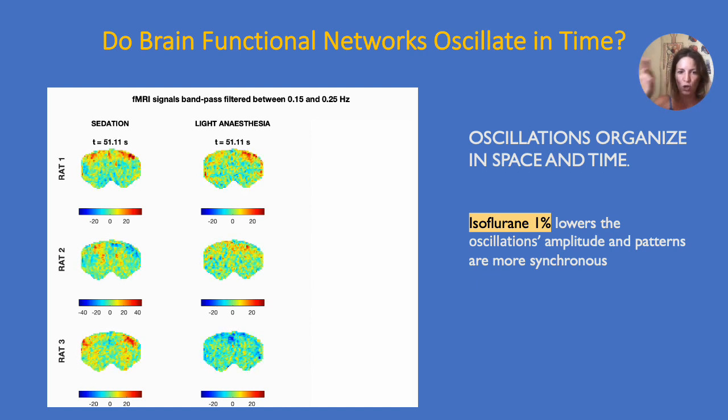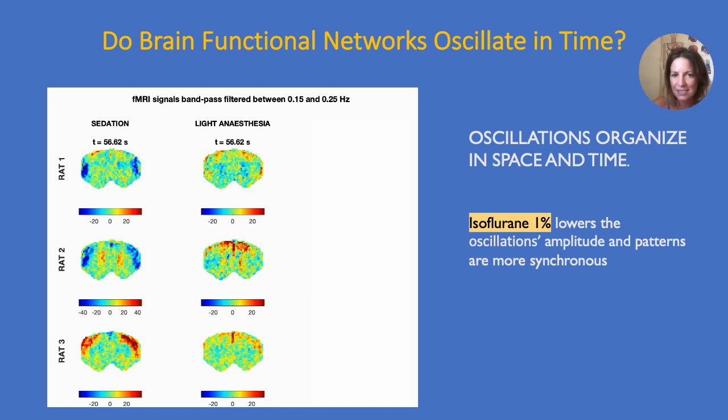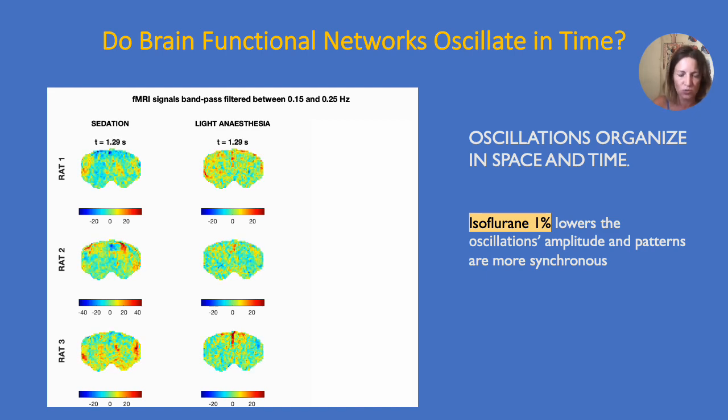We see perhaps more global signals in the cortex. They are more noisy, apparently. So we adjusted the color bars to take into account the reduced signal with isoflurane, but still the signals are somewhat less organized.